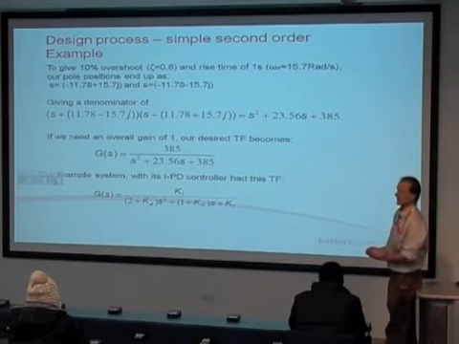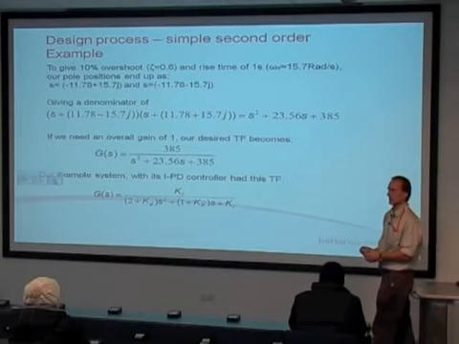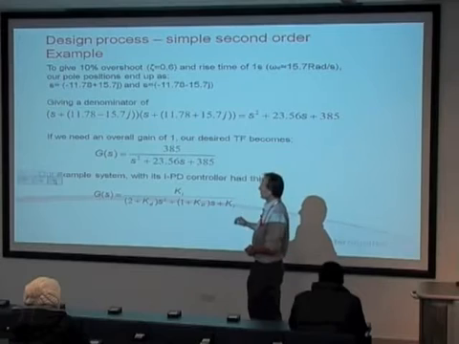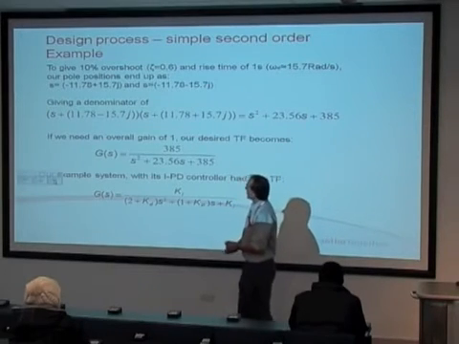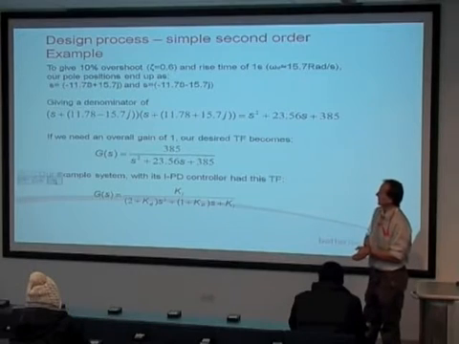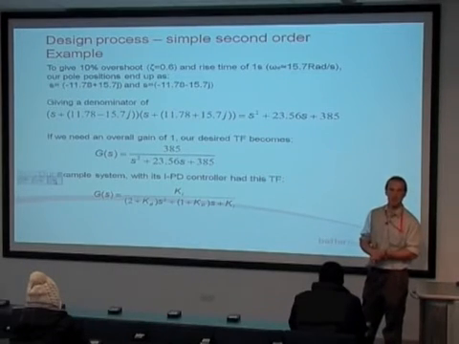I'm not convinced by that 15.7, actually. I'm going to need to check that. That doesn't look right to me. So don't take that on trust. Let's just work with it. So we've got 2 pole positions. S equals minus 11.78 plus 15.7j.